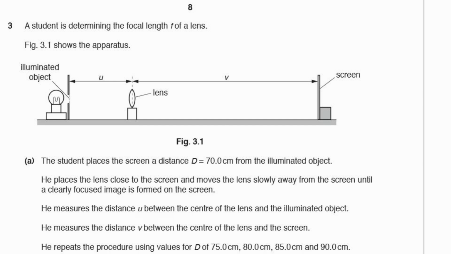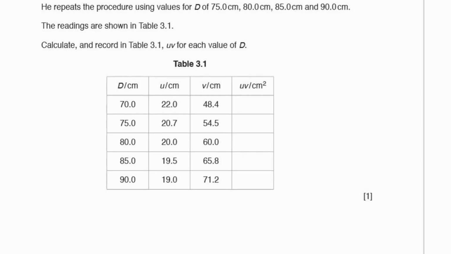The student places the screen a distance d equals 70 centimeters from the illuminated object. He places the lens close to the screen and moves the lens slowly away from the screen until a clearly focused image is formed on the screen. He measures the distance u and he measures the distance v. He repeats the procedure for values of d of 75 centimeters, 80, 85 and 90 centimeters. Alright. Here we go. The readings are shown in table 3.1.